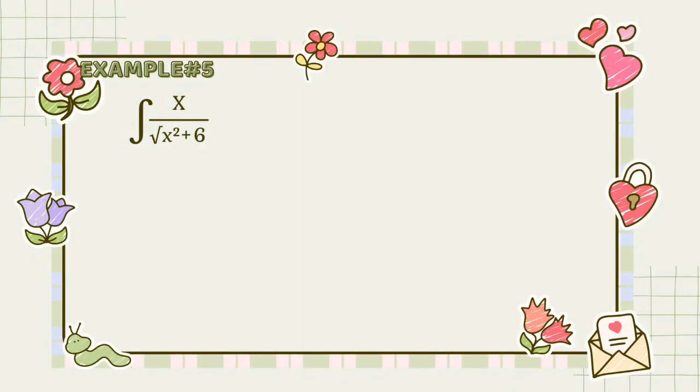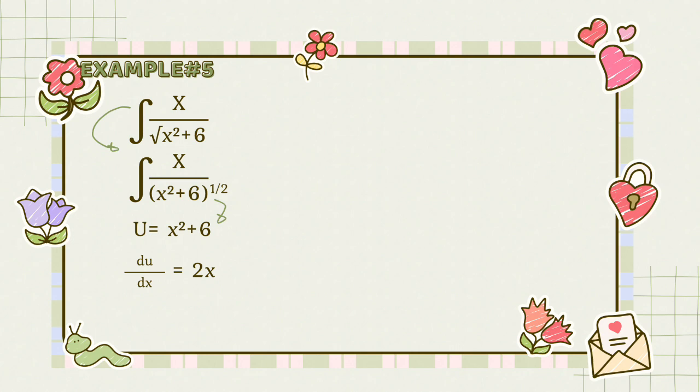The given is the integral of x over the square root of x squared plus 6 dx. First, we convert the square root of x squared plus 6 to (x squared plus 6) raised to 1/2. Next, we get the value of u, which is any value inside the parentheses. We will write it down as u equals x squared plus 6. Now we derive, so x squared plus 6 derived would be du over dx equals 2x.